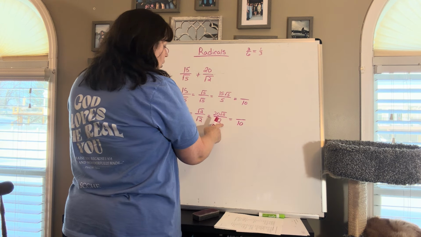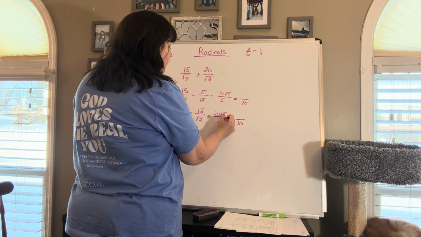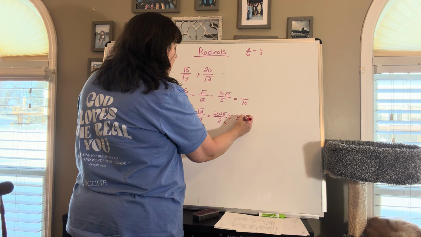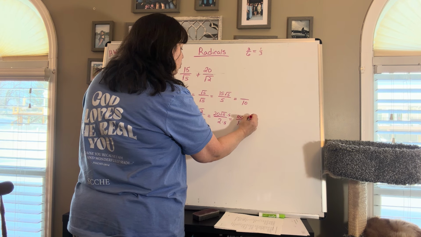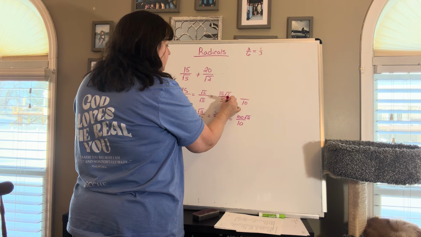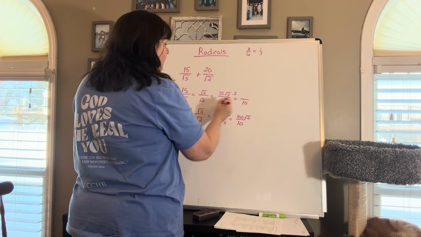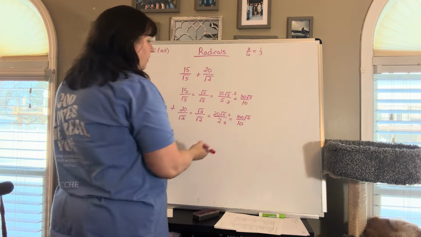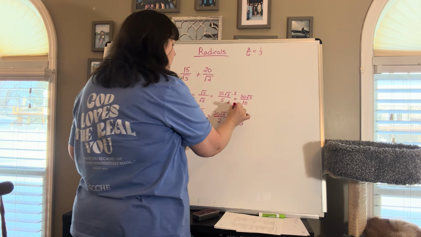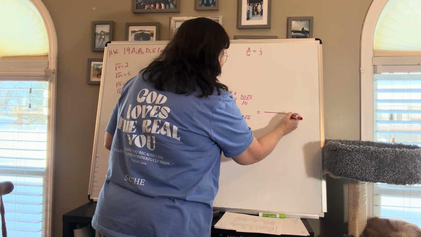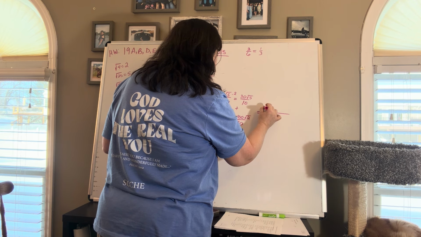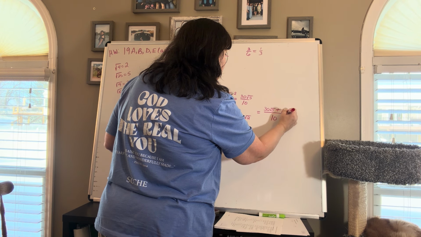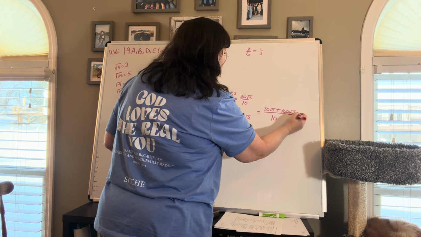2 times what gave me 10? It's 5. Whatever I do to the bottom, I have to do to the top. 5 times 20 is 100, radical 2. 5 times 2 is 10. Whatever I do to the bottom, I have to do to the top. 15 times 2 is 30, radical 5. I now have a common denominator of 10, right? And so I have 30 radical 5 plus 100 radical 2 over 10.